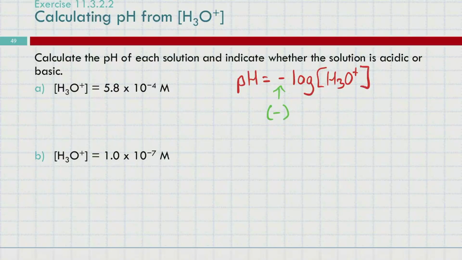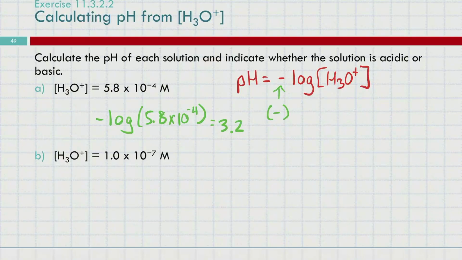All right, so plugging this into our calculator, negative log 5.8 times 10 to the minus 4. This is another place where you can use that little capital E key. Has to be the capital E, the lowercase e is a different thing. You get a value of 3.2. Hopefully you got that.